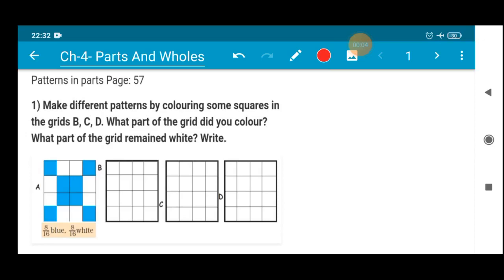So in today's session we will be doing page number 57 from your Math Magic NCERT. Alright, so in this page we will be dealing with the patterns in parts.